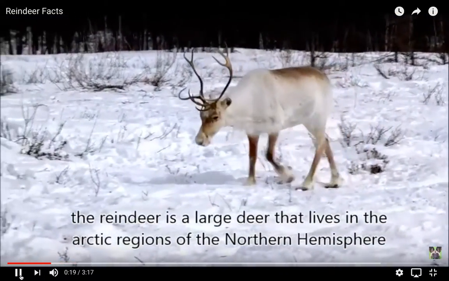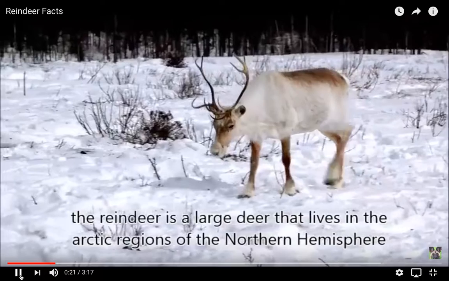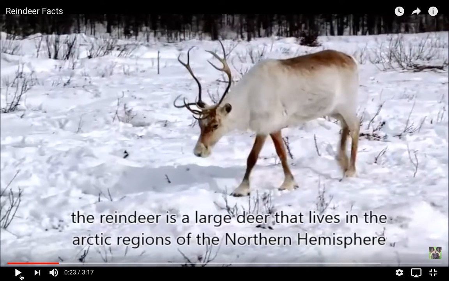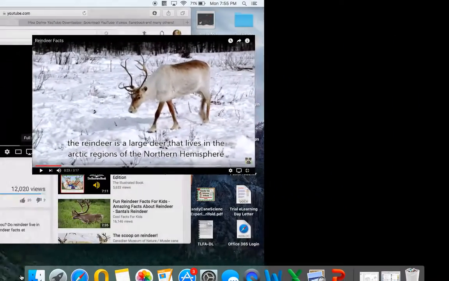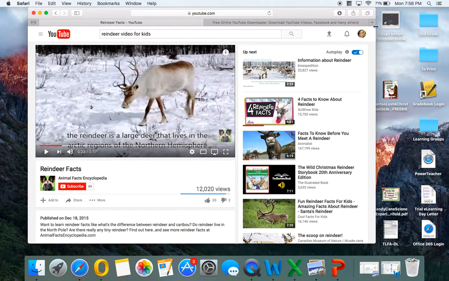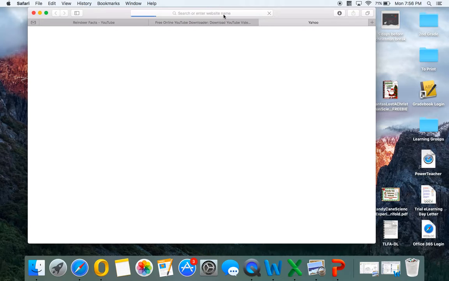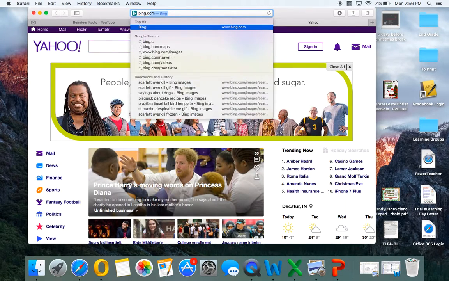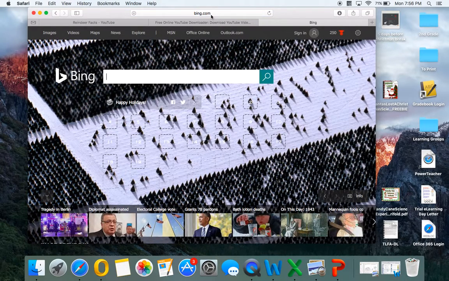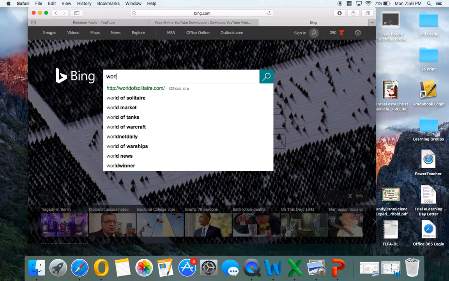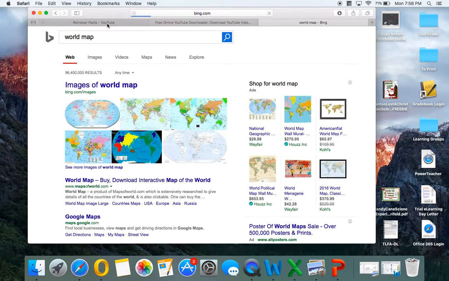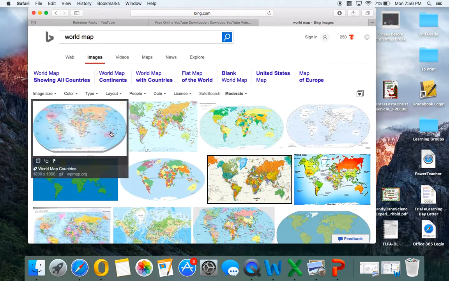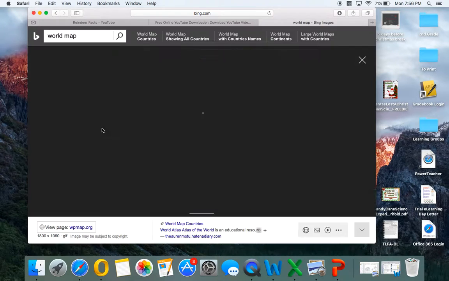The reindeer is a large deer that lives in the Arctic regions of the Northern Hemisphere. What's a Northern Hemisphere? Let's find out. If we look up a picture of the world, that's a cool picture, let's look at this guy.